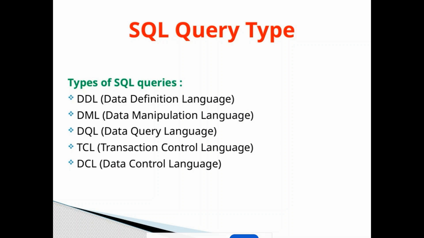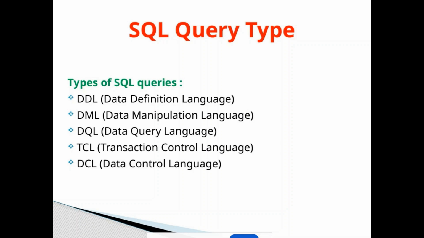Moving on, DQL, or Data Query Language, primarily involves the select statement. This is how we retrieve and view data from our databases. Then there's TCL, Transaction Control Language, which includes commands like commit and rollback. These help us manage transactions, ensuring data consistency and integrity during multiple operations.